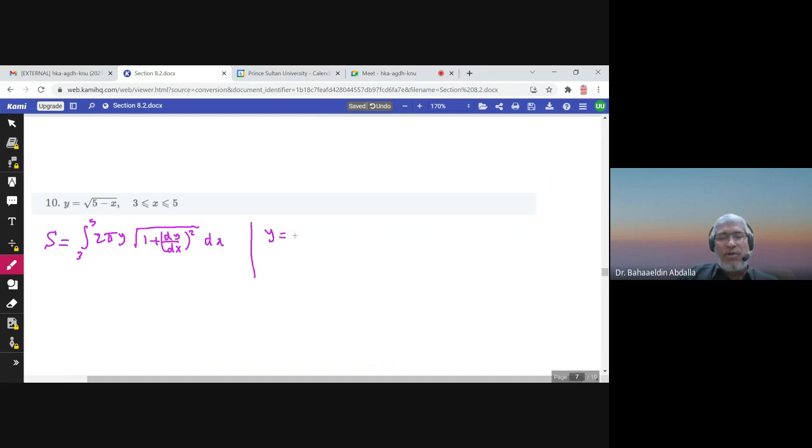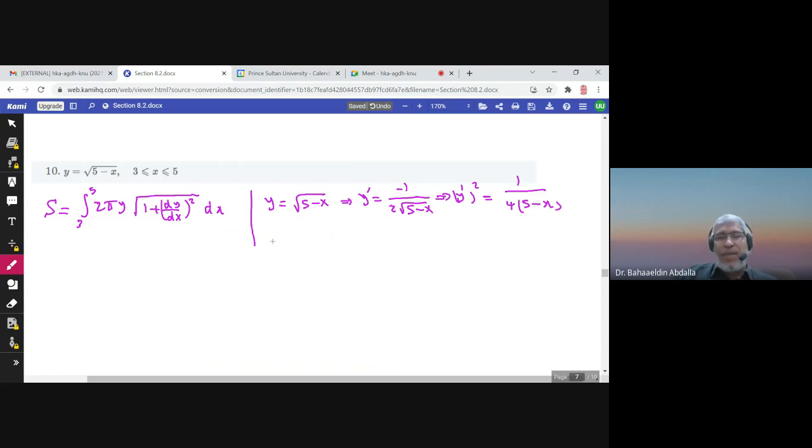And here y has to be a function of x, which is the case. So y prime is 1 over 2 times square root of 5 minus x times the derivative of 5 minus x, which is -1, and y prime square is 1 over 4 times 5 minus x. Now 1 plus y prime square would be 1 plus 1 over 4 times 5 minus x. Adding these two fractions, we have 4 times 5 minus x.